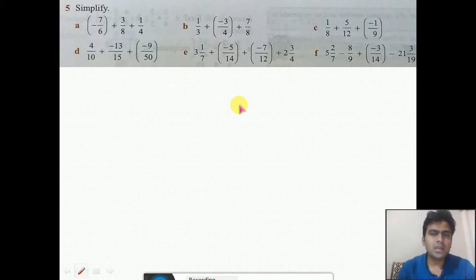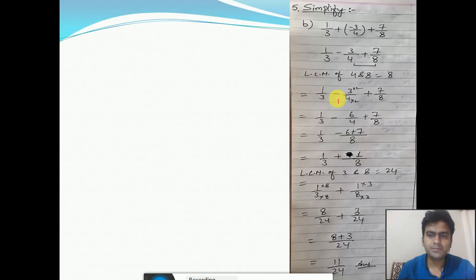So here first I am taking question number B. Simplify 1 upon 3 plus minus 3 upon 4 plus 7 upon 8. First we will solve this bracket. Plus minus becomes minus. So here I have written the minus sign, and all other numbers as they are.